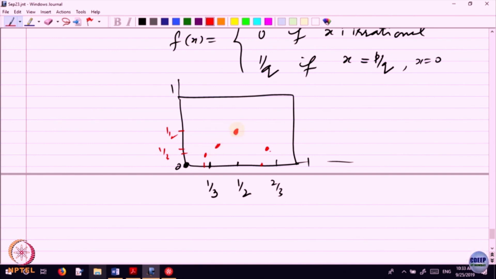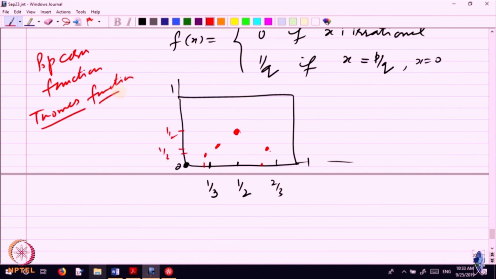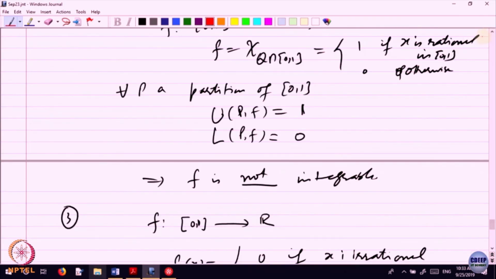So if you make these dots bigger and smaller, just for the sake of visualization, they look like popcorns being fried or baked. They are jumping up, right? So this is normally called the popcorn function. In fact, it was given by a mathematician called Thomae, I am not very sure of the spelling. Thomae's function or popcorn function. Anyway, it doesn't matter. Mathematically, we know what this kind of function is.